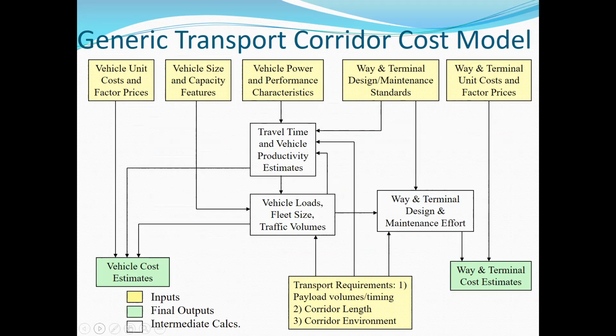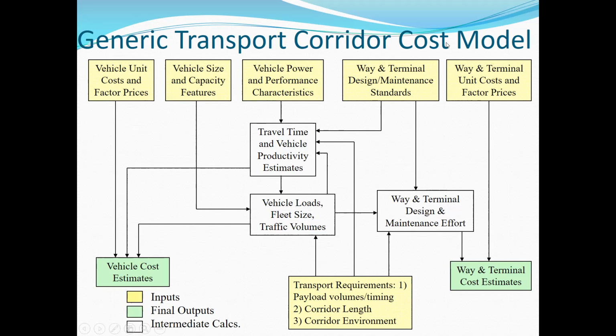Okay. So let's think about these generic transportation corridor cost models. Vehicle unit costs and factor prices. This is one way of figuring out the cost model. I'll give you 1 minute to look at this, and then I'll talk about it. It'll be easier if you have seen it.